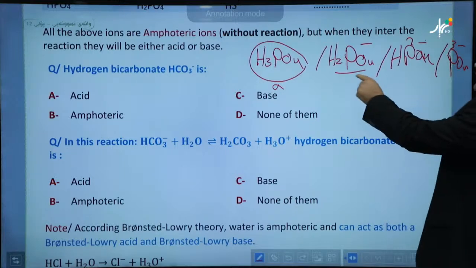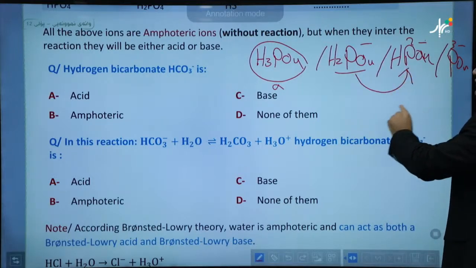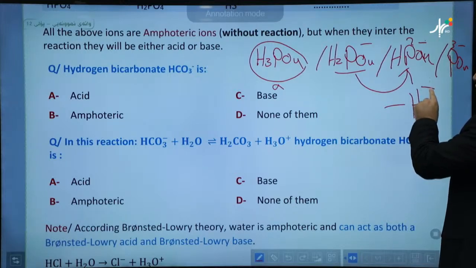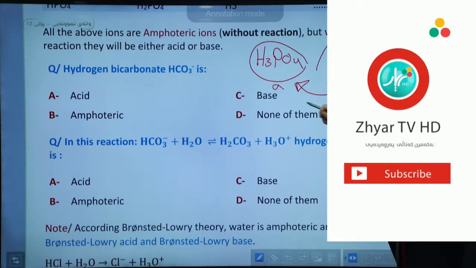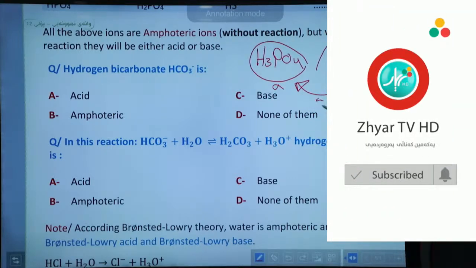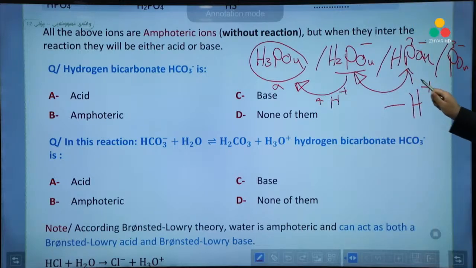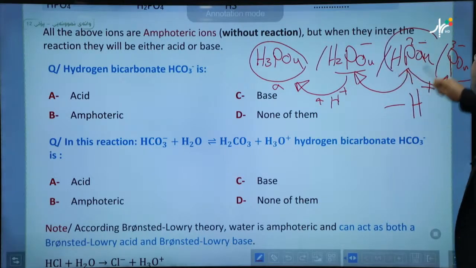About H2PO4: teacher, H2PO4 can lose another proton to produce HPO4 negative 2, and it can gain a proton to be back as an acid. So it can gain and it can release. So it will be an amphoteric ion. What about HPO4? HPO4 is the same case. It can gain a proton to be H2PO4, and it can release a proton, or donate it, to produce PO4. So it's an amphoteric ion also.